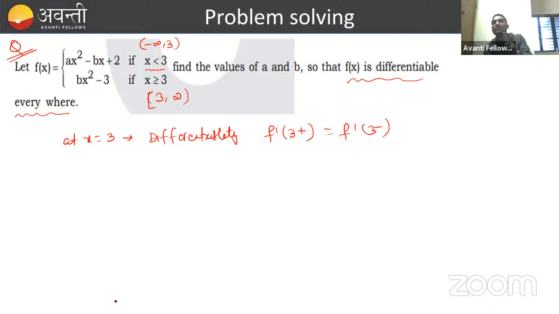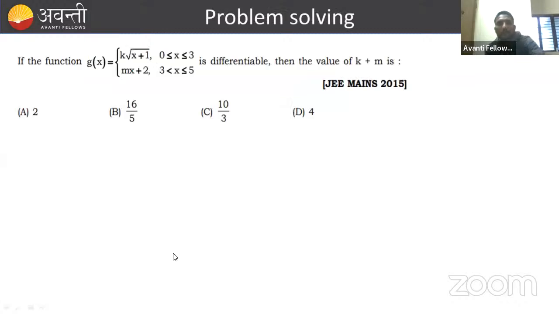Then you will get one equation. I think we have already solved this problem, but there are two variables. For that, you know that if a function is differentiable, then the function will be continuous also. So just check the continuity, LHL equals RHL. In both cases you will get one equation each, then just solve both equations and you will get the answer.